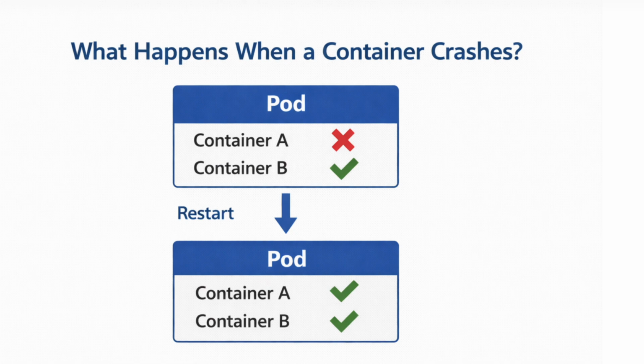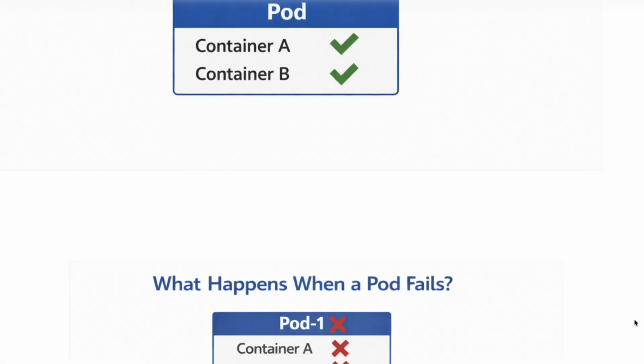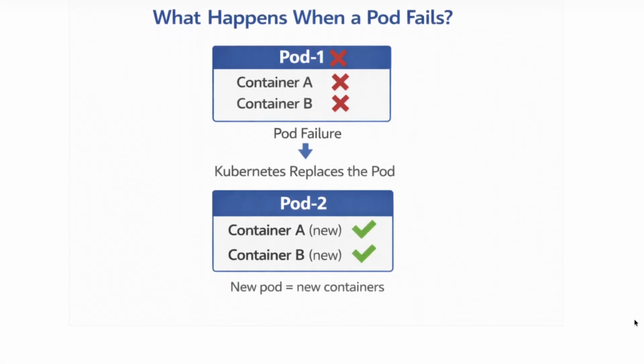Now let's look at a slightly different case. What happens when a pod fails? Instead of just a container crashing, the entire pod fails or needs to be replaced. In this situation, Kubernetes does not try to fix the pod. Instead, Kubernetes creates a new pod to replace it. Kubernetes replaces pods instead of repairing them. This is a key idea.